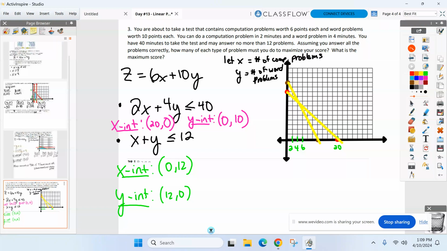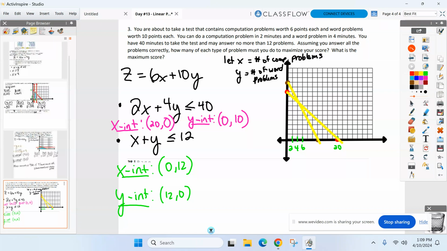5, 7. Oh wait. It wouldn't fit. It can't be 4, 7 because it's got to be 12. Now you're picking it up.